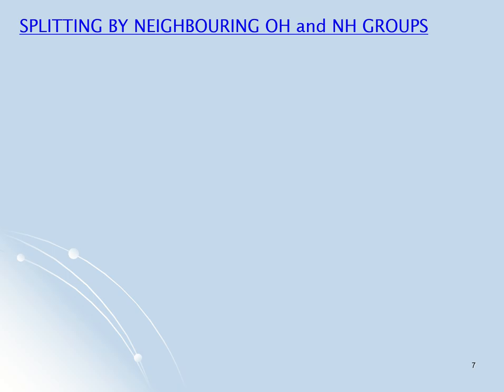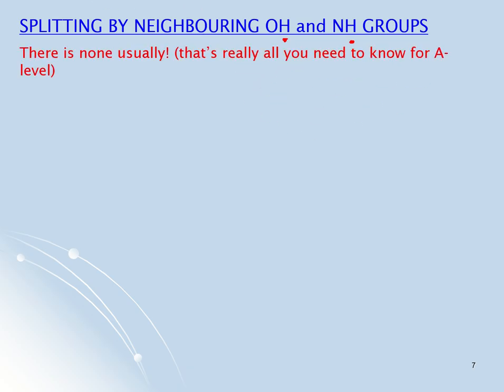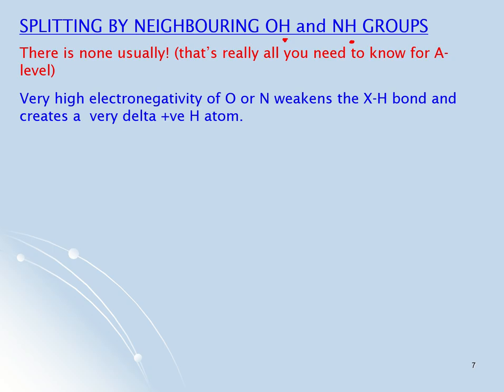Right, splitting by OH groups and NH groups, by the hydrogens in here. This is dead easy. I'm not really going to go into this in any particular detail, but the key thing from your perspective is they don't split. NH groups and OH groups are always, at A level, singlets. Now they can split on occasion, but it requires particular circumstances and conditions for that to happen. We don't get those at A level, so don't worry about it.